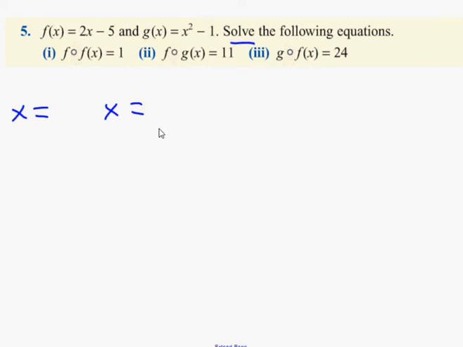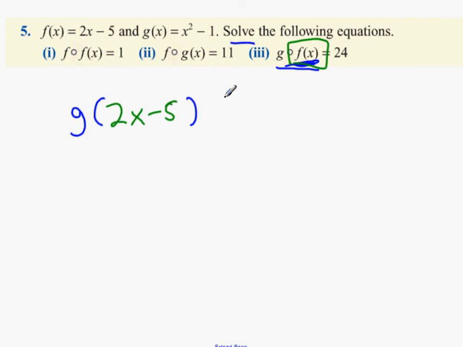Now, here's what we're going to do first. We're going to look at g after f of x. So, g, and what is f of x? What can we replace f of x with? 2x minus 5. Do you see it there? It says f of x is 2x minus 5. So we're replacing this part here with the 2x minus 5. Everything else stays the same. Now, it wants me to do the g rule for 2x minus 5. What's the g rule?